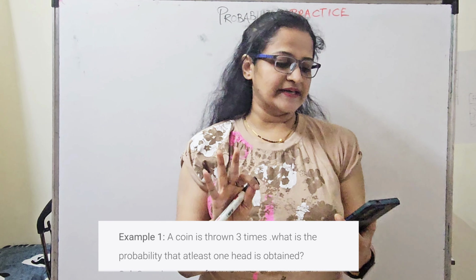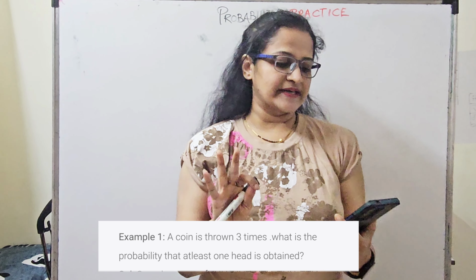Now I am going to solve this example by using 2 different ways, just to clear your concepts. It's not that this is the only way to solve this problem. Probability is all logical, correct? So let's start solving this with the first way.